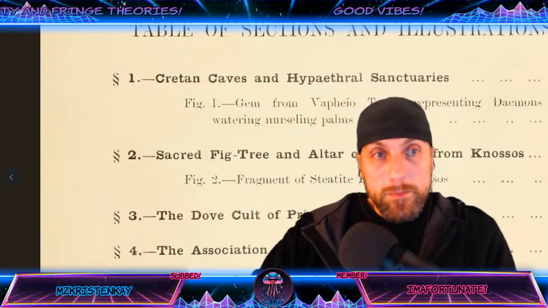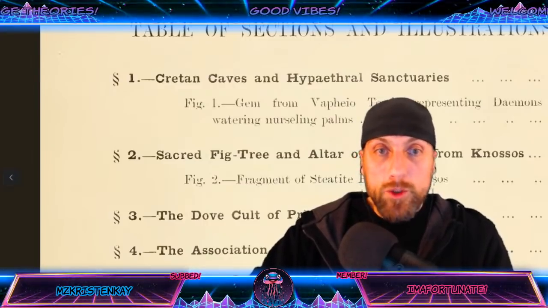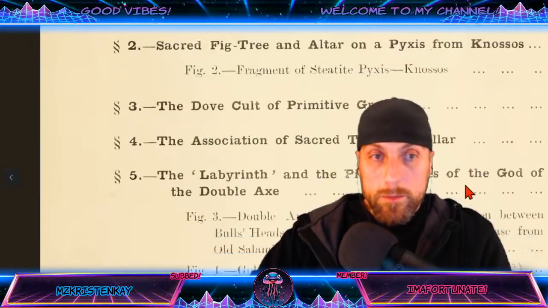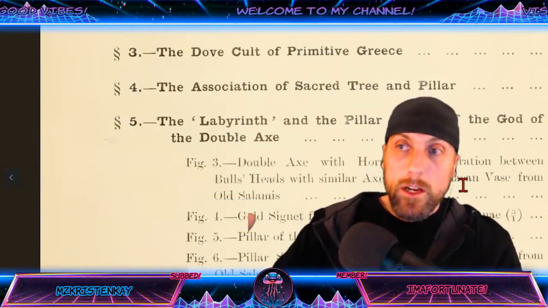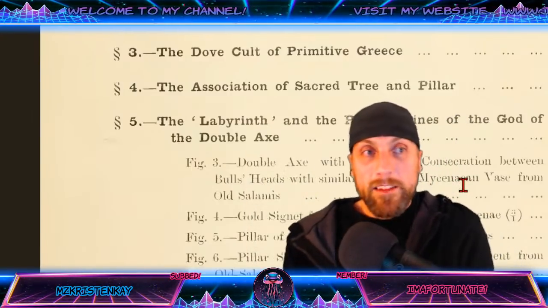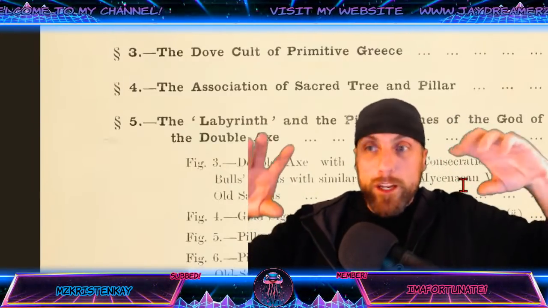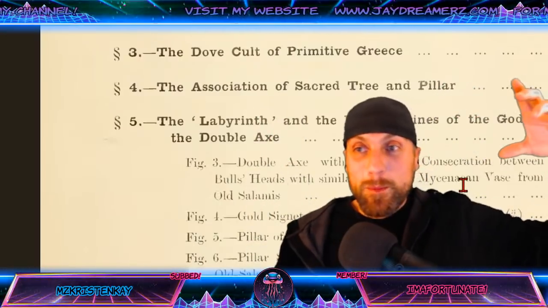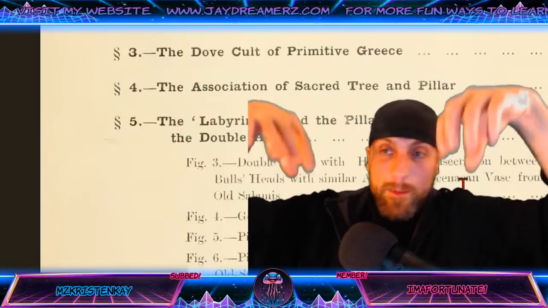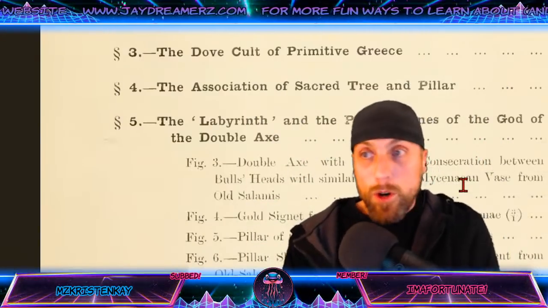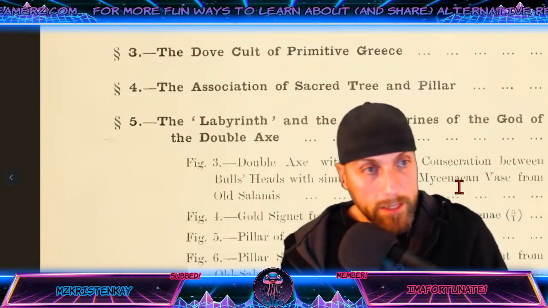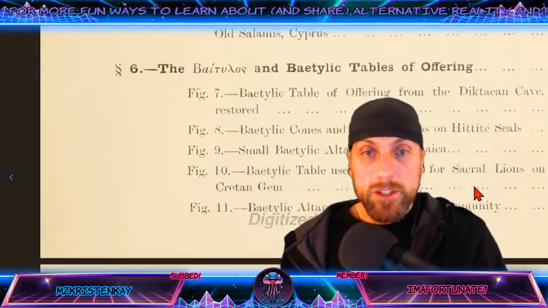Cretan caves and hypaethral sanctuaries, sacred fig trees and the altar of Pyxis and Knossos, the dove cult. Oh, the dove. The dove is totally related to, first of all, dove is also dove, which means to fall, to jump down off of something, right? And these doves or pigeons usually are on these pillars. So there's a strong relationship between the actual physical pillars of the earth where the birds come and the doves and the pigeons stay up there and then they dive down, and the actual column itself. The dove becomes a symbol of the symbol. The labyrinth and the pillar shrines of the god of the double axe. That's very interesting.